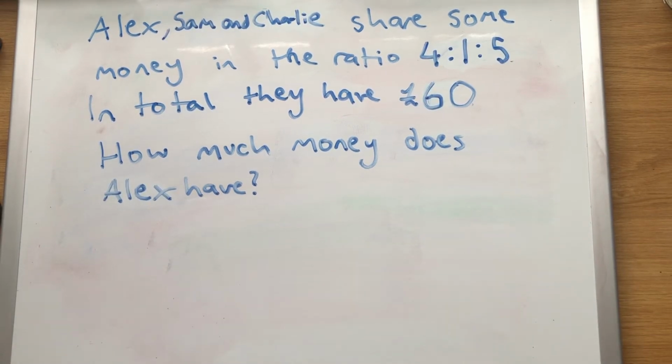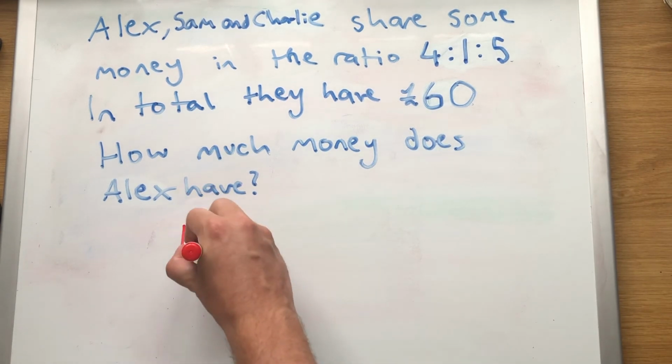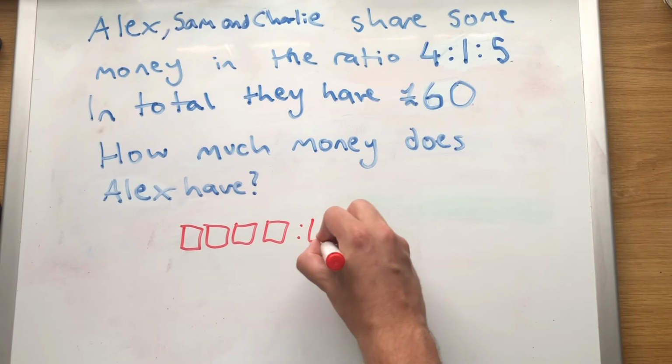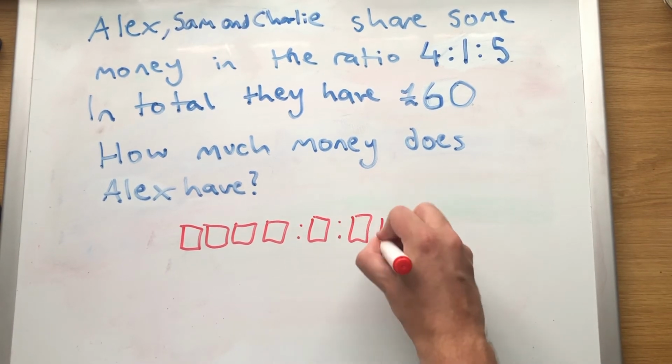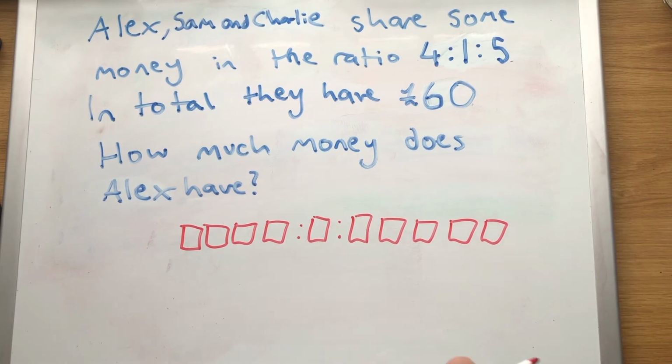Okay, Alex, Sam and Charlie share some money in the ratio 4:1:5. In total, they have £60. How much money does Alex have? Our ratio, 4:1:5. Draw out the ratio. 4:1, 1, 2, 3, 4, 5.